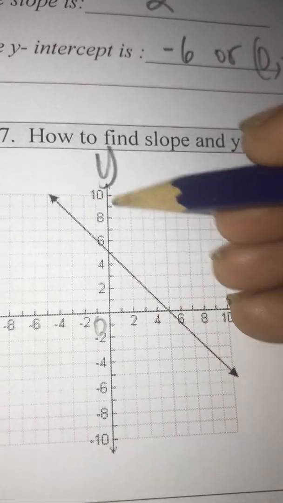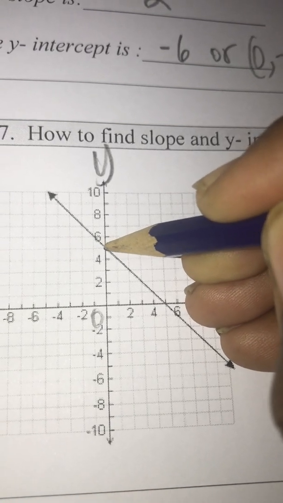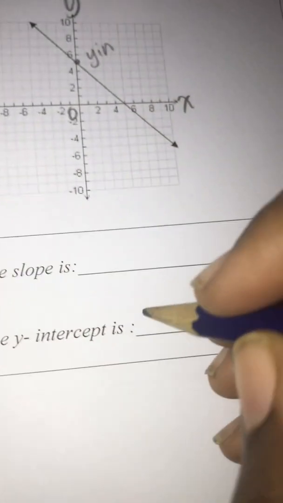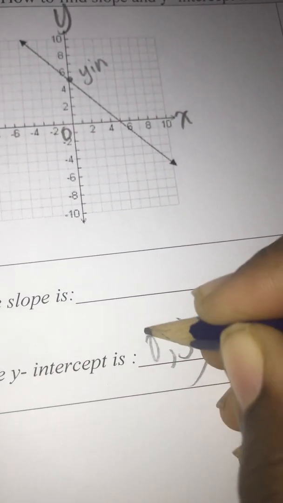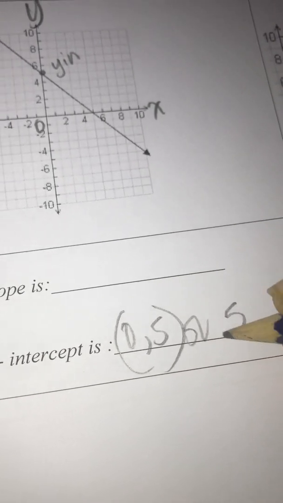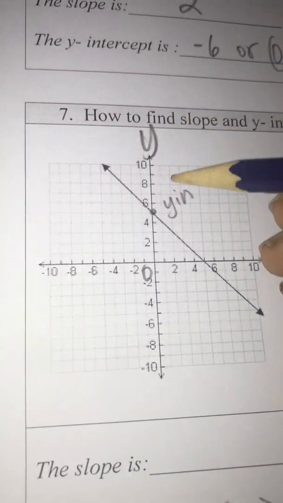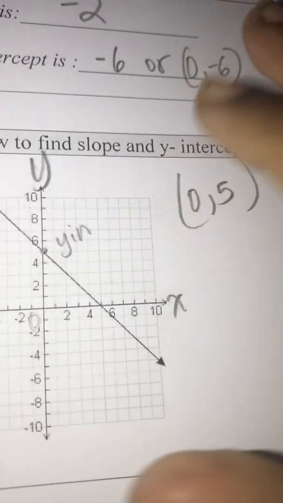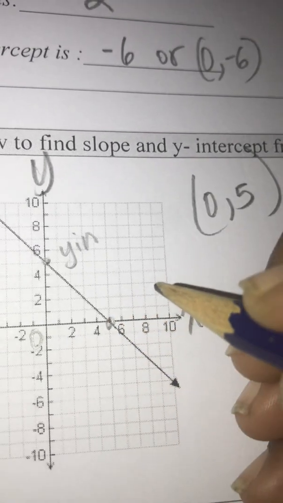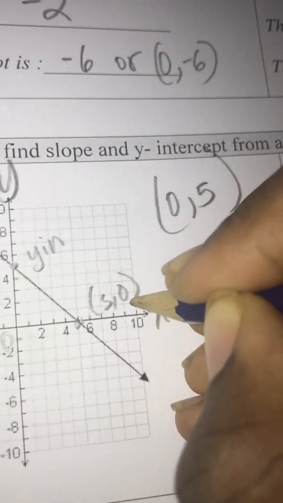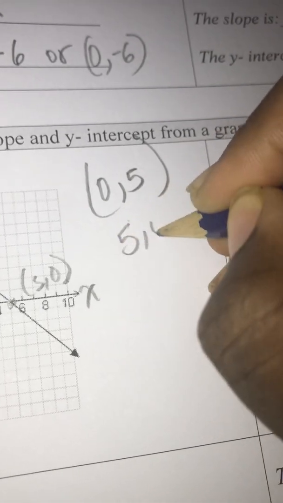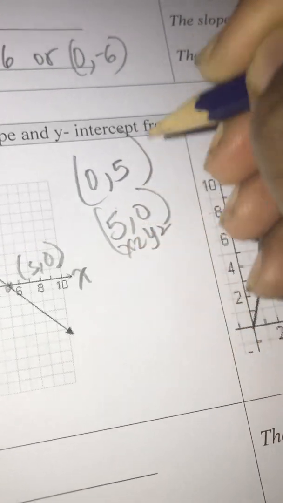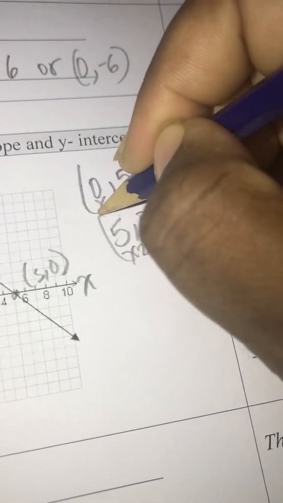So, where your line crosses the y-axis, this is the y-intercept. So that is 5. And then my slope: I have my first point, 0, 5. Then I can do this one, 5, 0. So I have 2 points. So this is my y2, my x2, my y1, my x1.